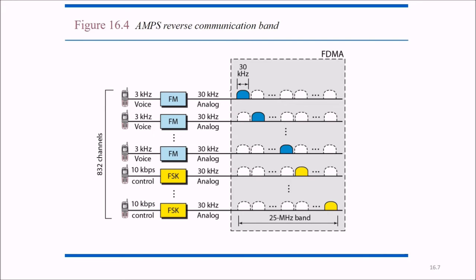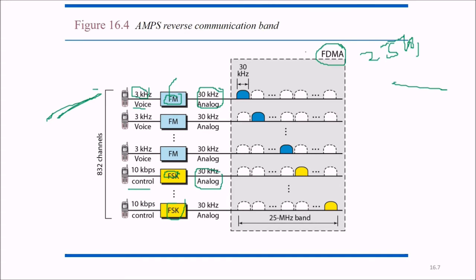The AMPS reverse communication band, because as I said, you are doing frequency division. So this is the frequency range you have been given, 25 megahertz. You divide it into 30-kilohertz channels, as we have seen, 832, or it can be any number. And 3 kilohertz is voice. Then you perform frequency modulation, and then 30 kilohertz analog, and now you can use any of these 30-kilohertz bands. Of course, for 10 kbps control, you can have FSK for making it 30 kilohertz analog. So you can communicate or transfer the data as well as the voice with this kind of reverse communication band.